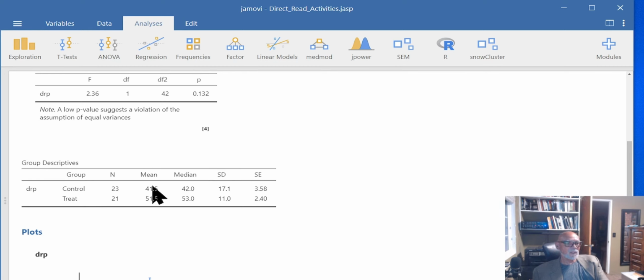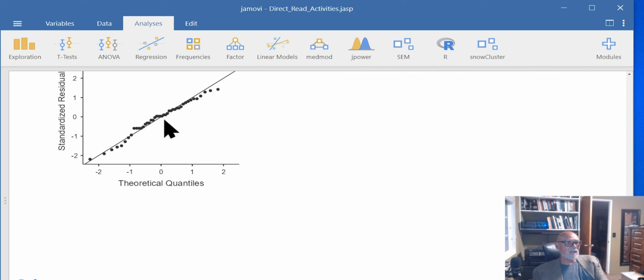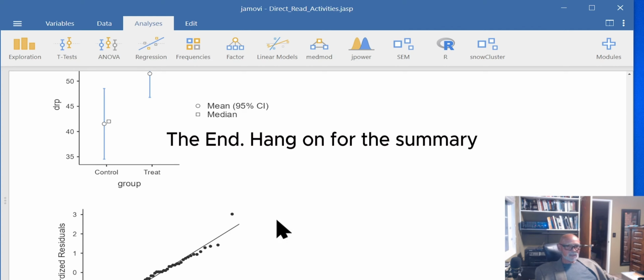And here are our means for the control and the treatment. The treatment group got a score on that progress test of 51, and the control group 41. So that means that there is a difference. And here is a measure of the compliance to normality, and you can see that these dots are pretty close to being on the line. So anyway, this is an example for you to work through, and then you answer the questions. If you have any other questions about using the program, don't hesitate to call.